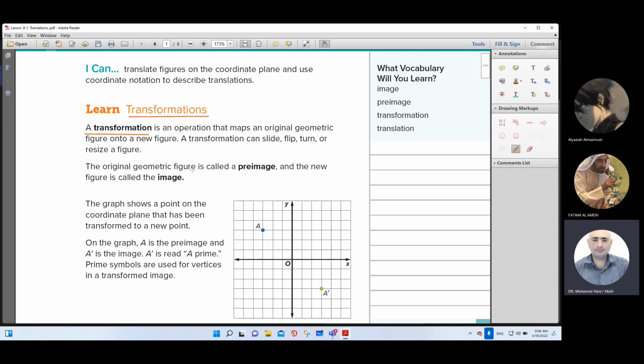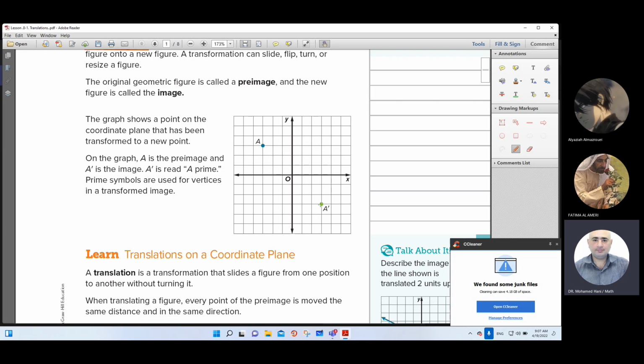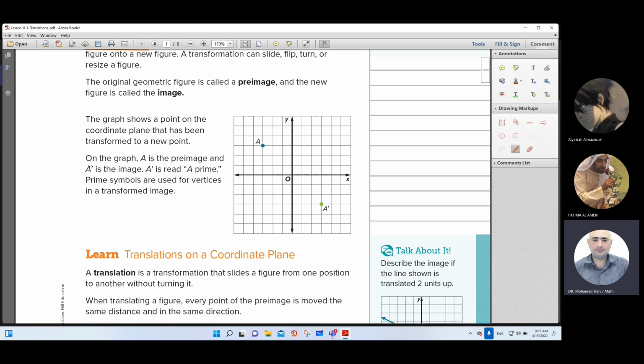The original geometric figure is called a pre-image, and the new figure is called the image. The graph shows a point on a coordinate plane that has been transformed to a new point. As you see here, we have A, and here we have a new point. This is the pre-image, and this is the image. So on the graph, A is the pre-image, and this sign is the image.